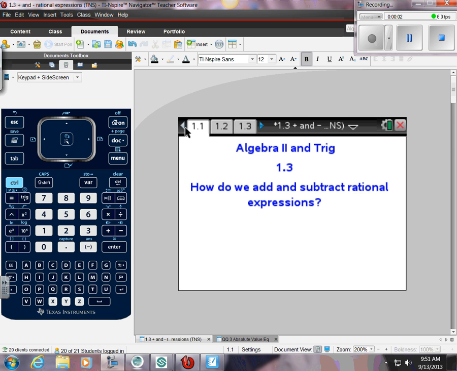Okay, so today we're going to be talking about adding and subtracting rational expressions. The last 2 days we've been doing multiplying, dividing, and simplifying. So we're going to go a little bit further into this. Now, remember when I said you have to know how to factor? We're still going to be factoring. So you still have to know how to factor. It's not going to go away, okay?